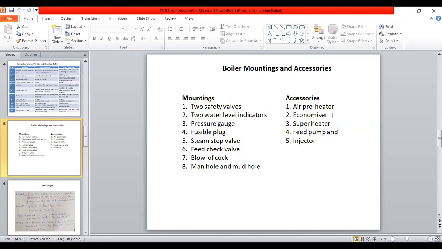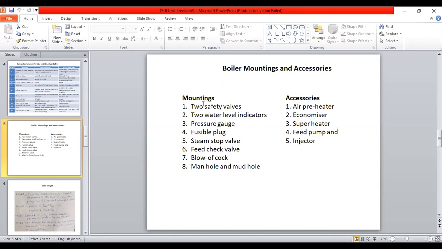And next, I am going to discuss the boiler mountings and accessories. For efficient operation and maintenance of safety, the boiler is equipped with two categories of components and elements. The first category includes the fittings, which are primarily intended for the safety of the boiler and for complete control of the process of steam generation. These units are called mountings. The mountings form an integral part of the boiler and are mounted on the body of the boiler itself.